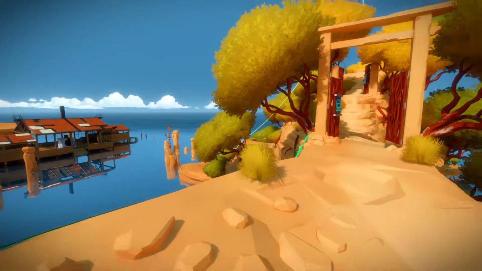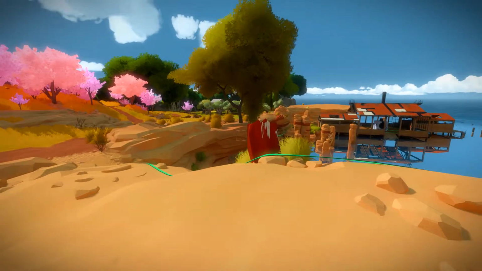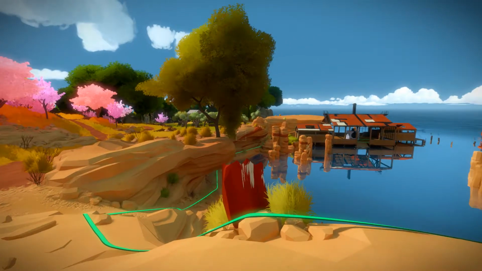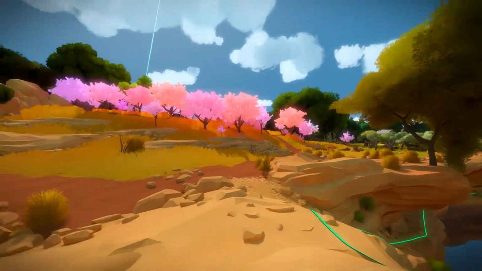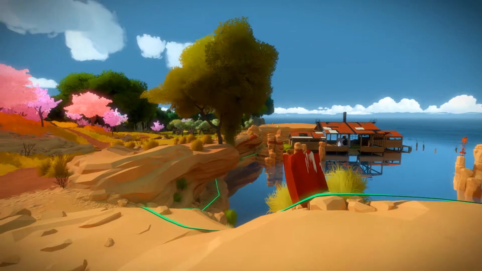Hello, everyone. Welcome back to The Witness. This is not a blind run. This is an informative walkthrough looking at the many symbols of The Witness and the hidden meaning behind everything.